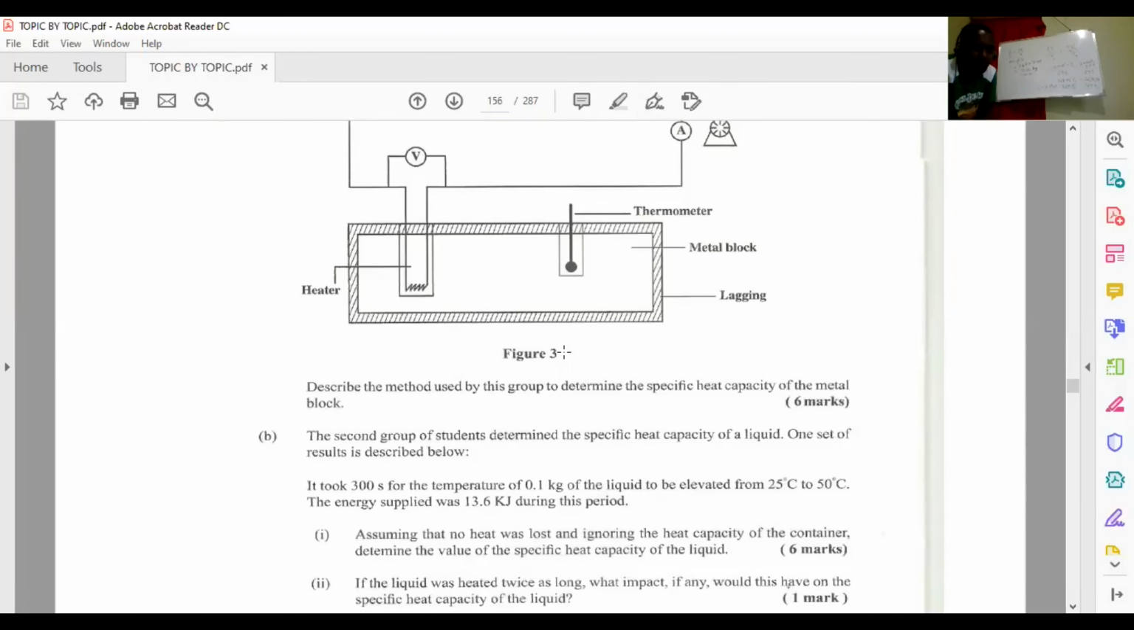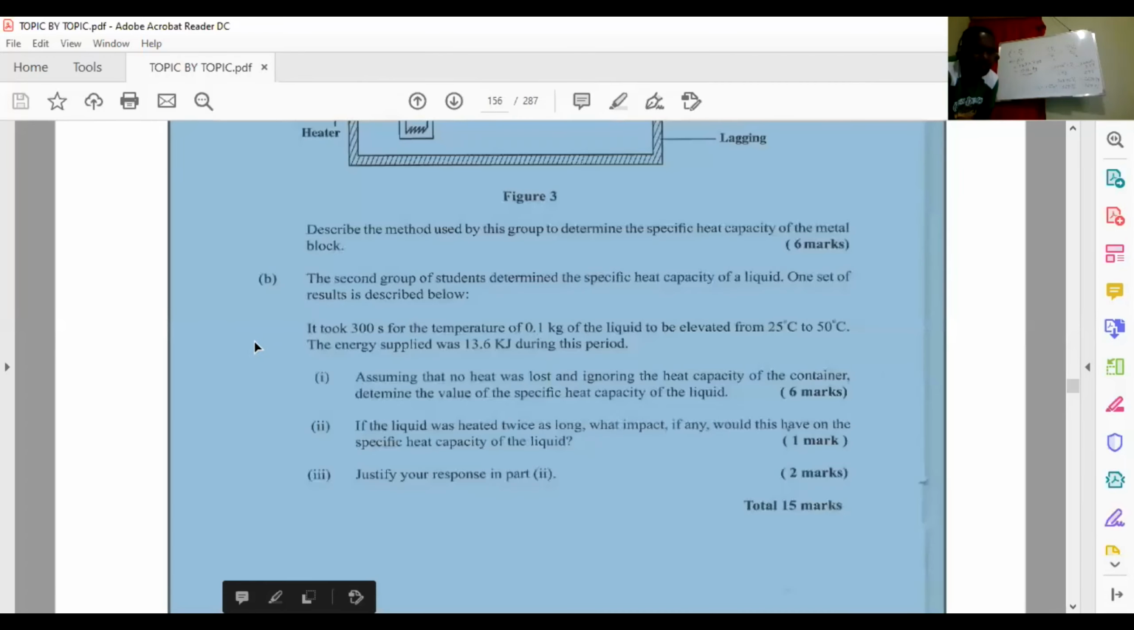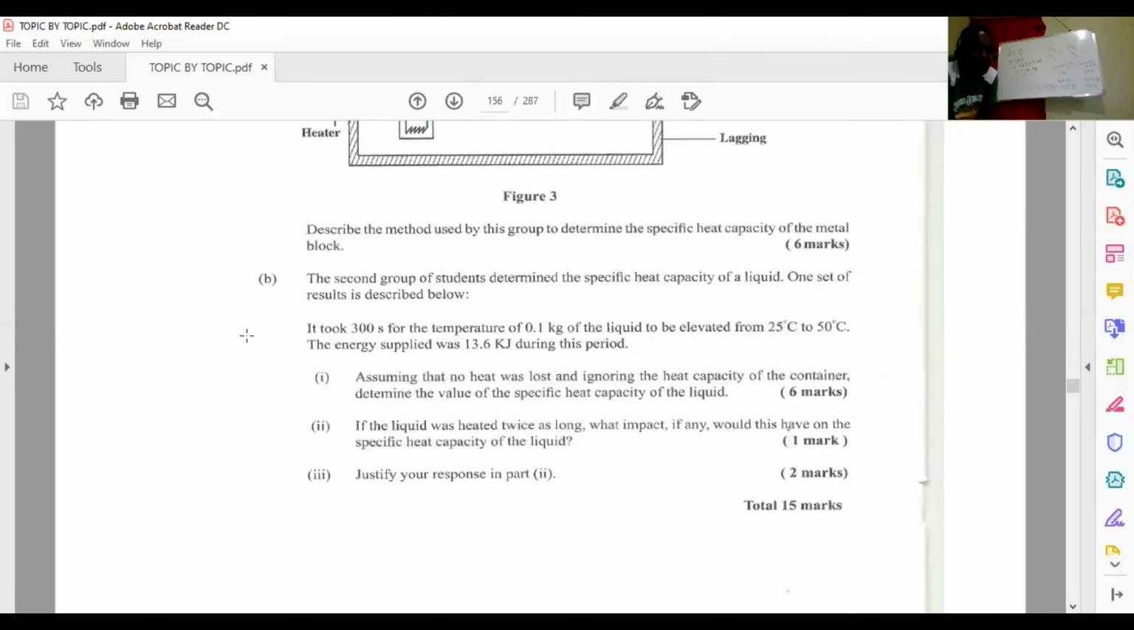The second group of students determined the specific heat capacity of a liquid. One set of results is obtained below. It took 300 seconds for the temperature of 0.1 kilogram of the liquid to be elevated from 25 degrees Celsius to 50 degrees Celsius. The energy supplied was 13.6 kilojoules during this period. Assuming that no heat was lost, and ignoring the heat capacity of the container, determine the value of the specific heat capacity of the liquid.